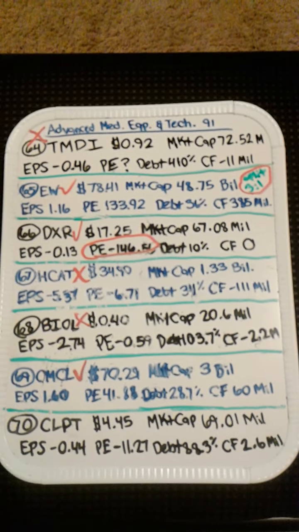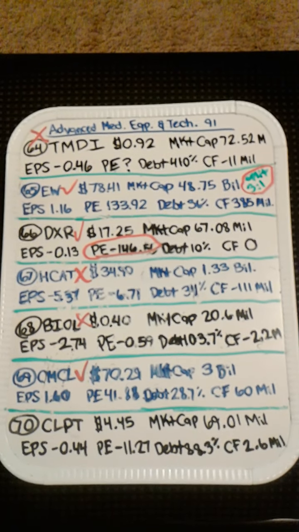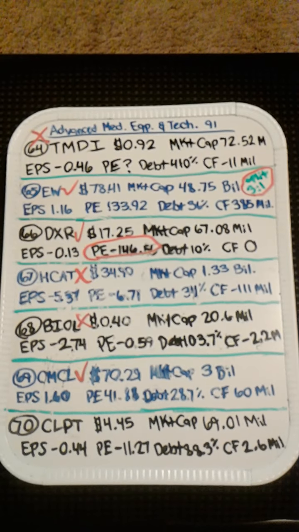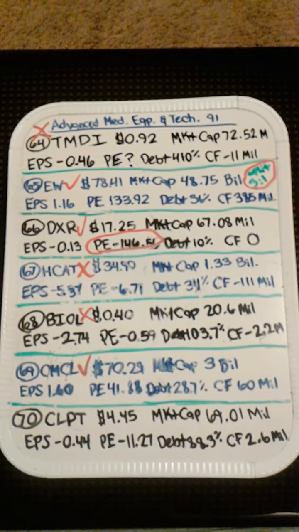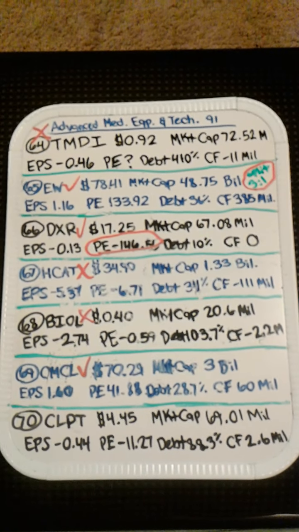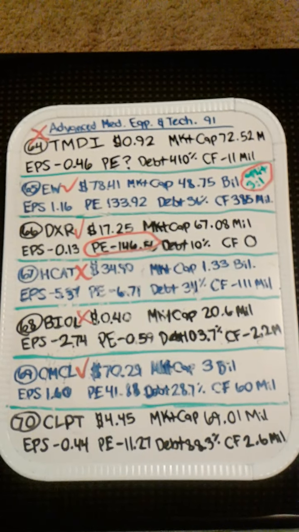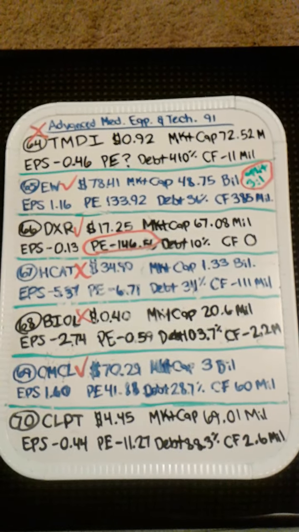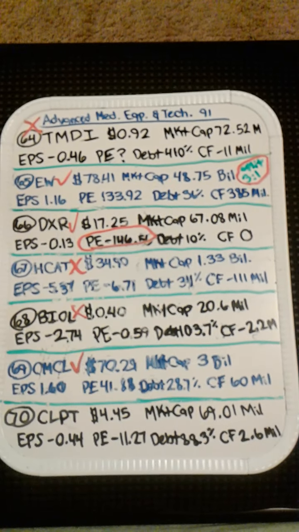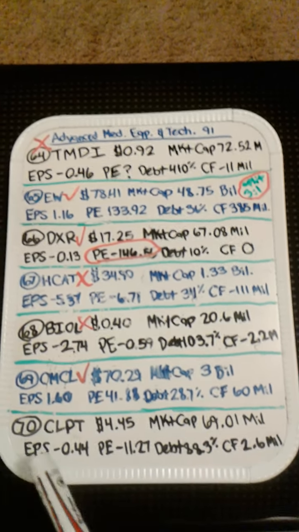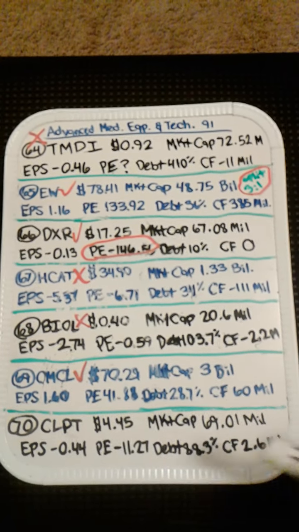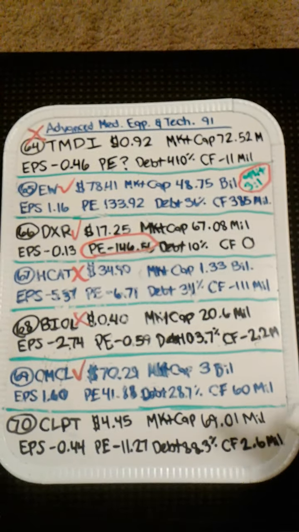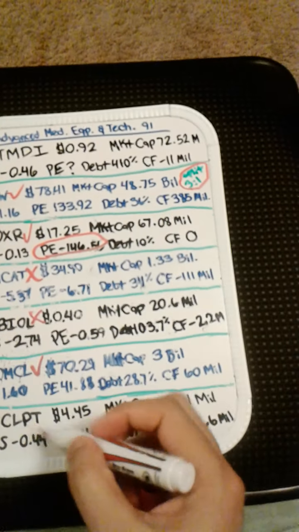Last but not least is CLPT at $4.45. Market cap is at 69 million. Earnings per share is at negative 0.44. PE ratio is at negative 11.27. Debt is pretty high at 88. Cash flow is at 2.6 mil. I'm going to say no because of these three. I don't like the numbers. And the price as well. I'm going to say no.